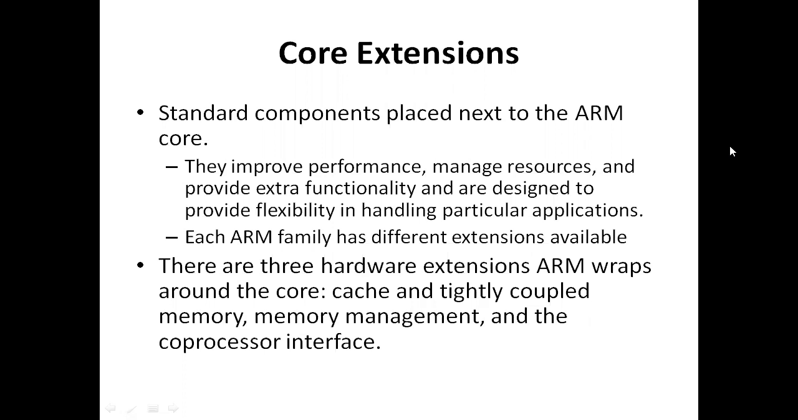Each ARM family has different extensions available. There are 3 hardware extensions ARM wraps around the core, so that you can extend the functionality of your ARM processor by connecting 3 different types of hardware to your ARM core. The first one is the cache and tightly coupled memory. It is a special memory that is directly integrated inside the processor, which benefits the ARM processor by increasing its performance.